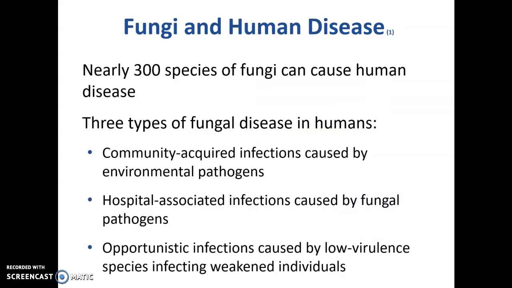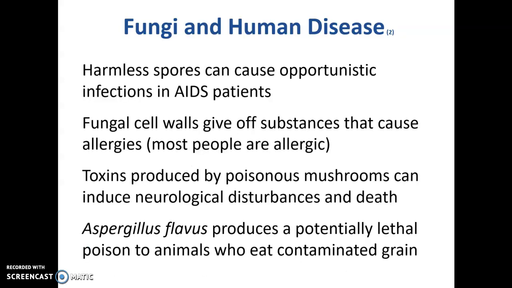Okay, so there's about 300 species of fungi that can cause human disease, and there's 3 types of diseases that are caused by fungal cells or fungus. One is community-acquired infections from the environment. Then, of course, there's the hospital-associated infections, and then there are opportunistic infections caused by species that don't normally cause a problem unless there's a weakened immune system. An example of that would be an AIDS patient is more susceptible to fungal infections.